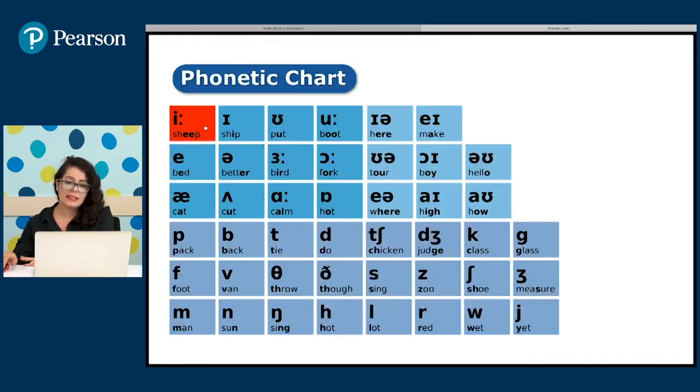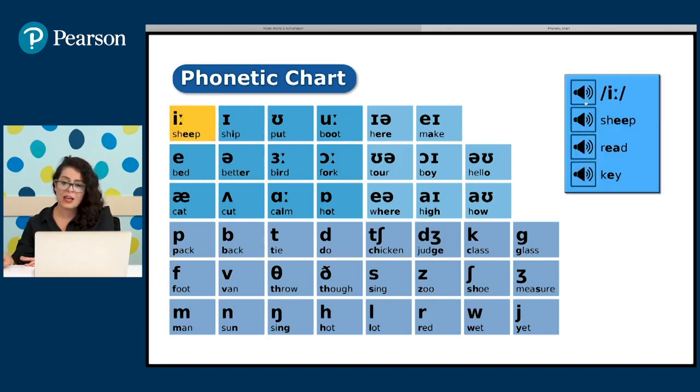You will see each phoneme. You will be able to hear how it is pronounced. You will see some example words. Sheep. Read. Key. As in Owl. How. House. Cloud.